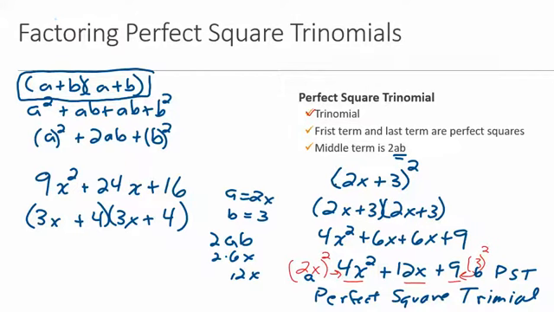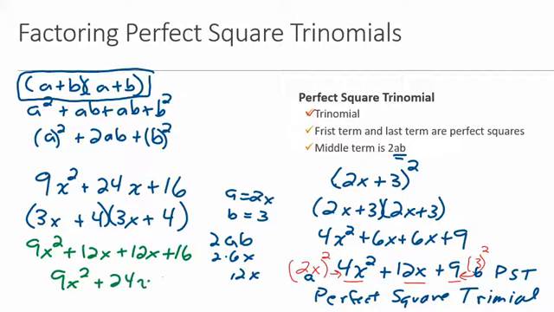Now we could check this, and that always helps, by FOILing it out. So 3x times 3x is 9x squared. 3x times 4 is 12x. 4 times 3x is 12x. 4 times 4 is 16. We combine like terms with our x terms, and we end up with what we started with, so we know our factoring is correct.